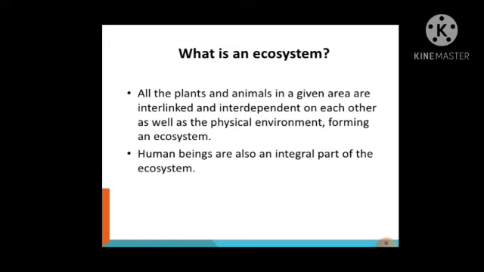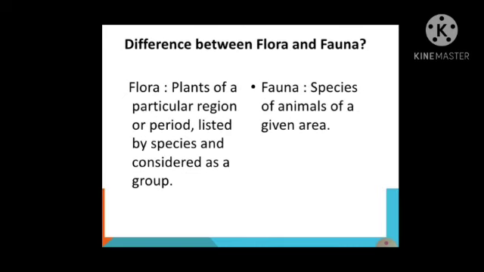Now let us know what an ecosystem is. All the plants and animals in a given area are interlinked and interdependent on each other as well as on the physical environment, forming an ecosystem. Human beings are also an integral part of the ecosystem.